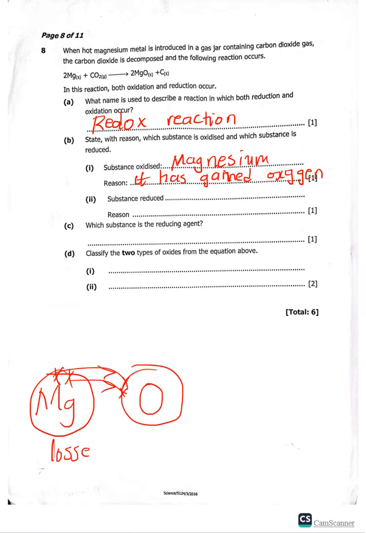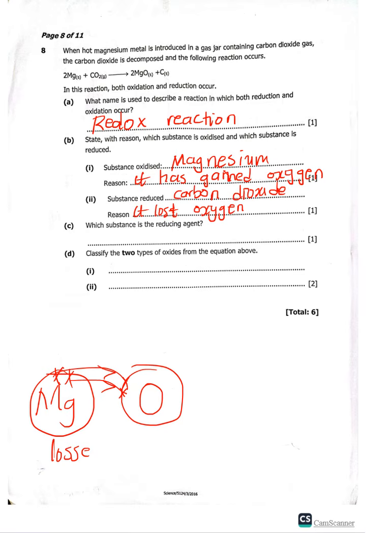Then substance reduced, carbon dioxide. So carbon dioxide has been reduced because it lost oxygen. So you can see on the left side carbon dioxide, there is oxygen there, but after the reaction carbon has remained alone, so it lost oxygen.